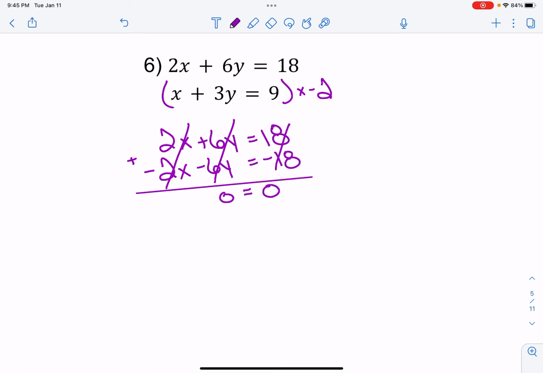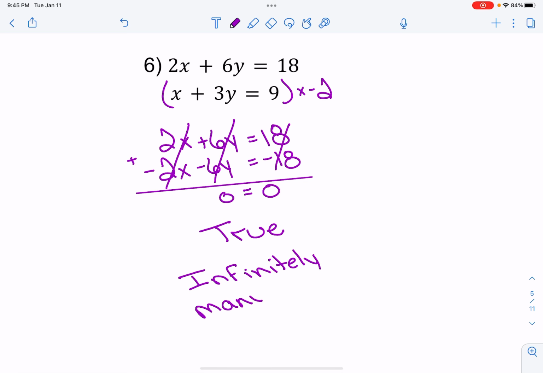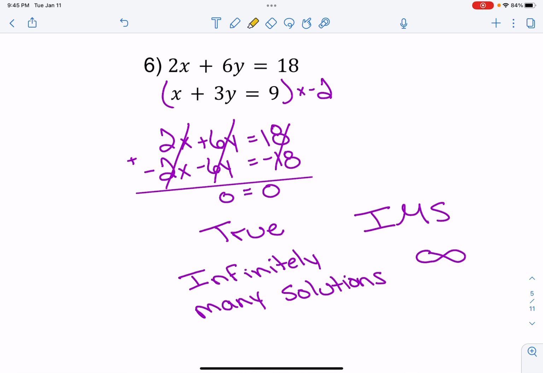That's okay. Remember, 0 is a number, and 0 does equal 0. That's a true statement. So our answer is infinitely many solutions. Remember, you can shorthand this to either IMS, or you can show me that infinity symbol. Both of those, or fully writing it out, are perfectly acceptable.